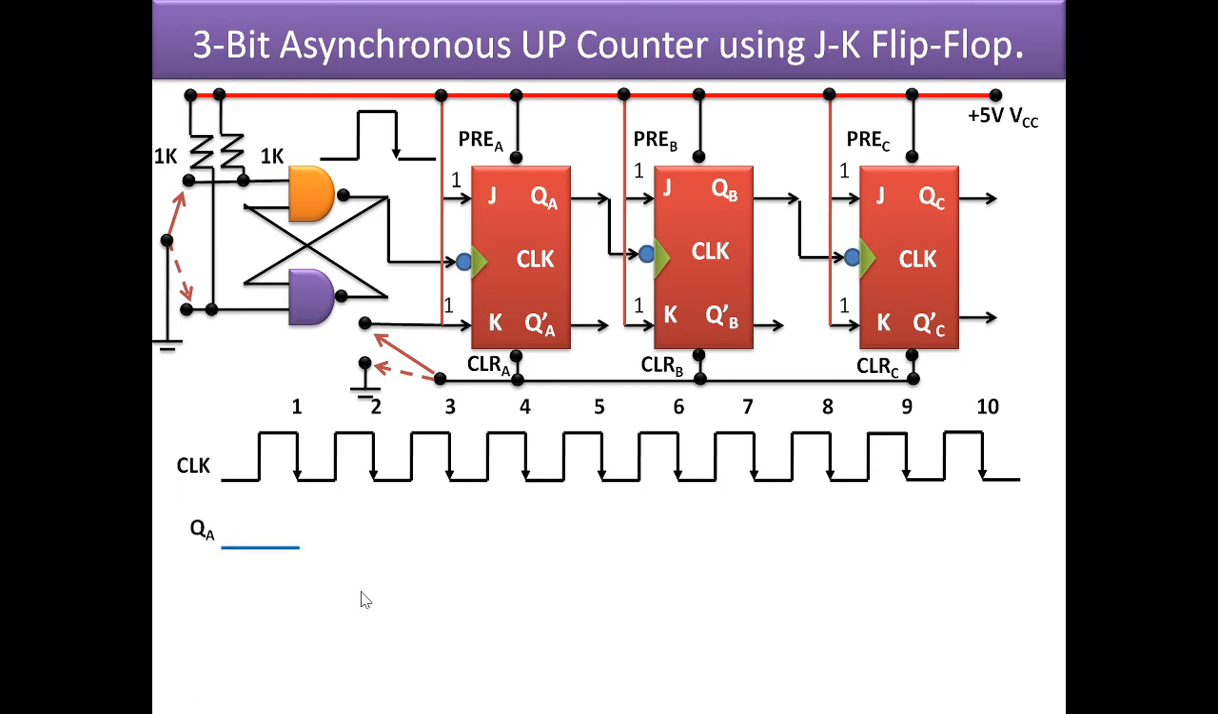So when the first negative edge appears at the clock input of the first flip-flop, if we consider the initial state to be 0, as we have already cleared the output, it will get back to high, and in the next clock edge it will get back to low. Since we are considering this as a toggle flip-flop, it will keep on toggling between 1 and 0 for respective clock edges.